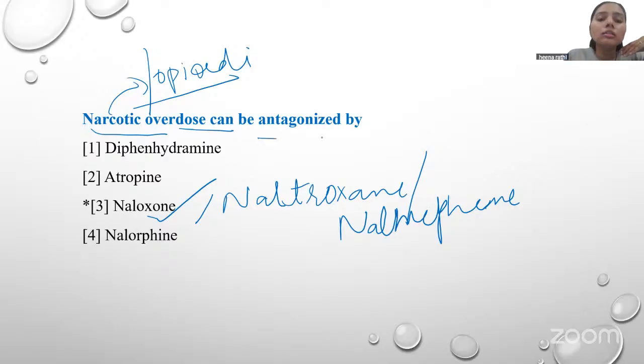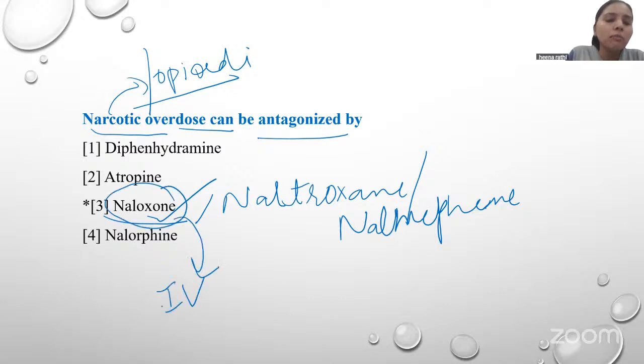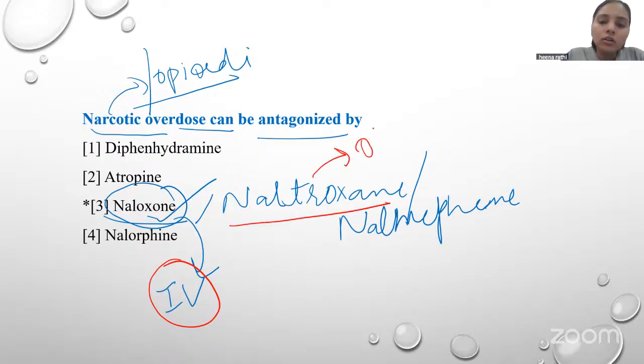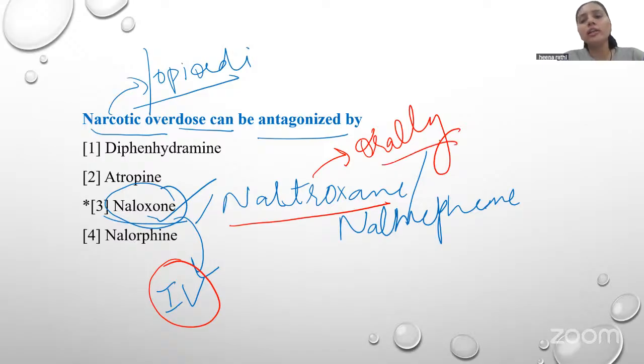Now, the opioid antagonist is naloxone. In case of overdosing, toxicity, or emergency, we have to use naloxone because it is given by the IV route. Naltrexone can be given orally, so it is used when there is an opioid addict and we want him to quit the opioid.